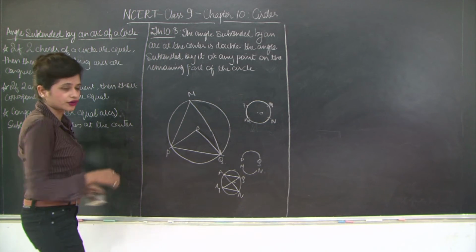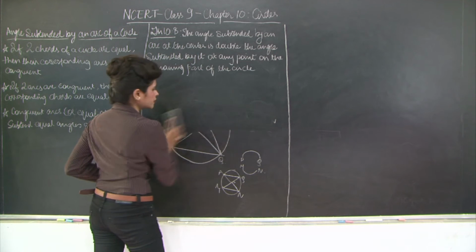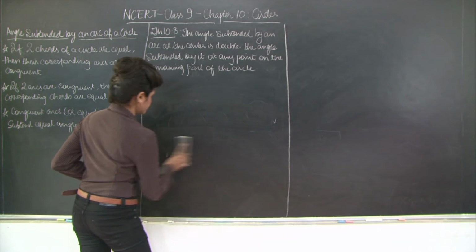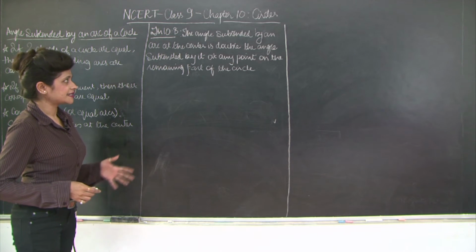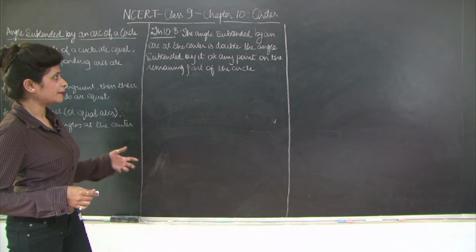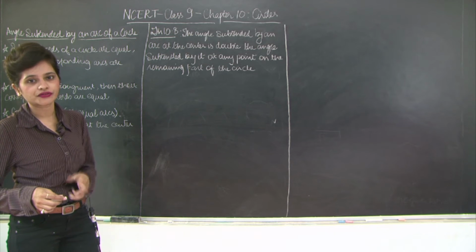Let me erase the board for now and then I will read out the statement for you. The angle subtended by an arc at the center is double the angle subtended by it at any point on the remaining part of the circle.